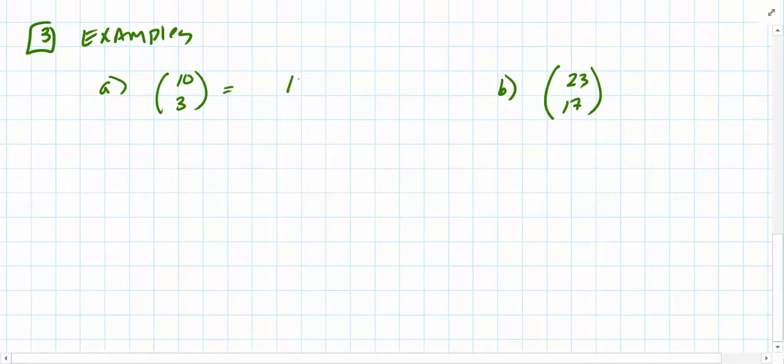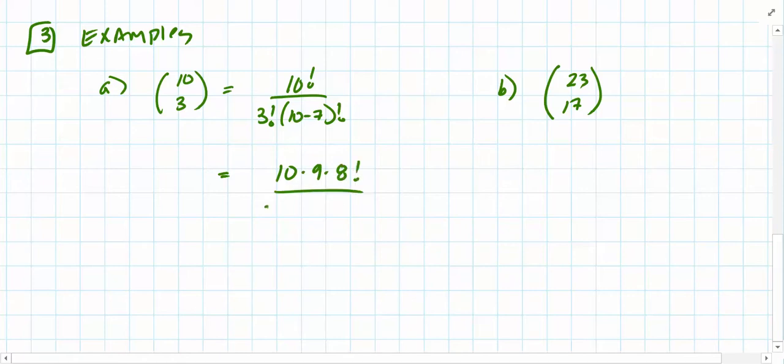So 10 choose 3 literally means 10 factorial all over 3 factorial times 10 minus 7 factorial. Oh, shoot, sorry, this is backwards. It should be 10 minus 3 factorial. There we go. So then this will give me a 7 factorial.